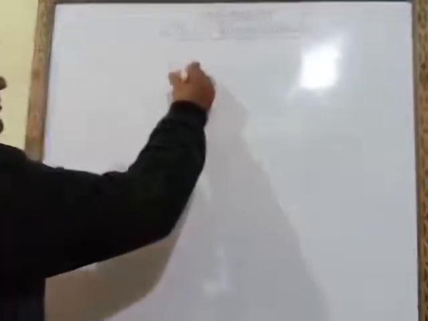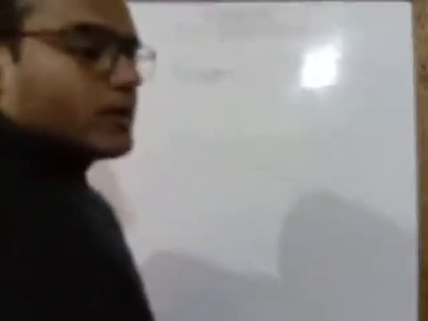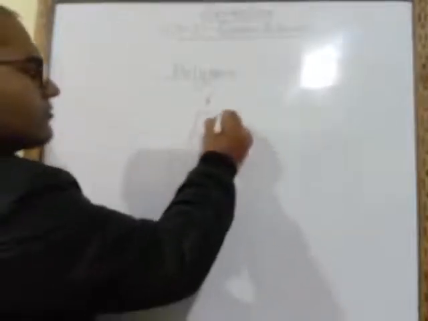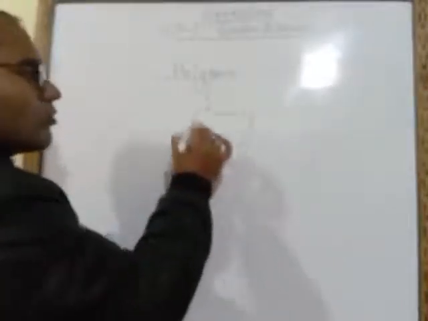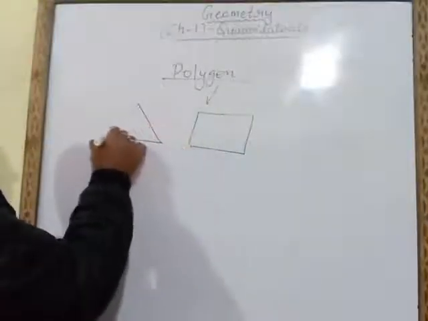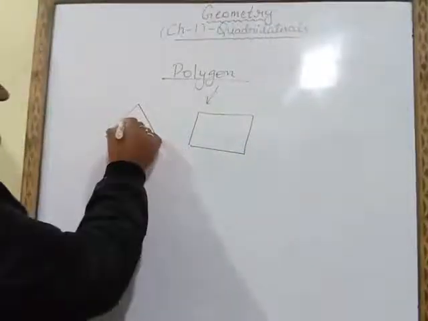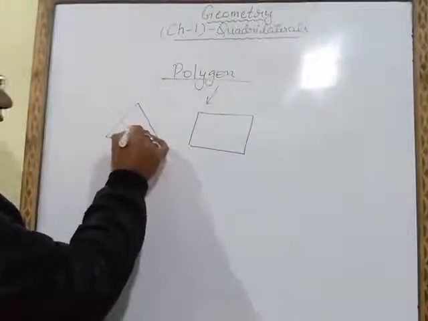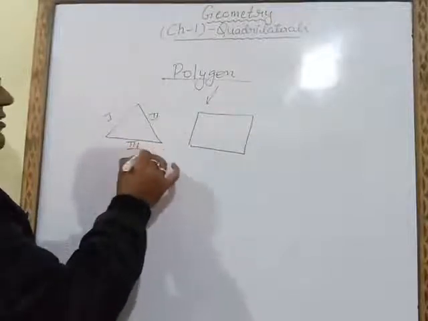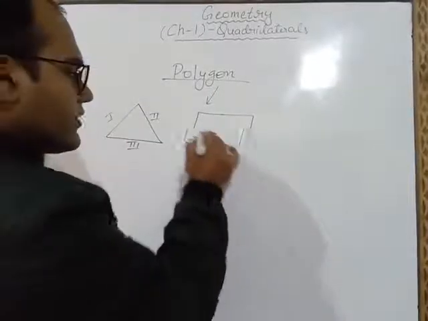Polygon. So what is a polygon? It is a closed figure which has three or more than three sides. Closed figure with three sides or more than three sides. Here I have drawn a closed figure with first side, second and third. Three sides, closed figure.